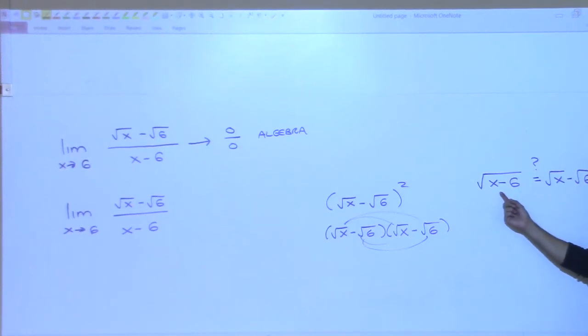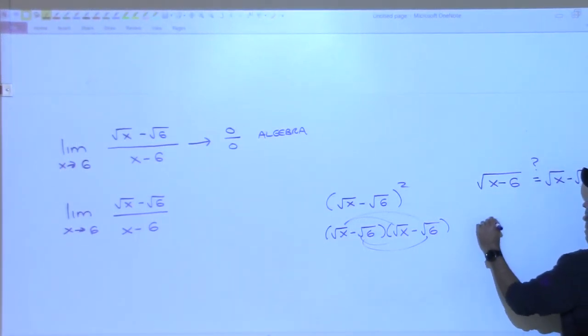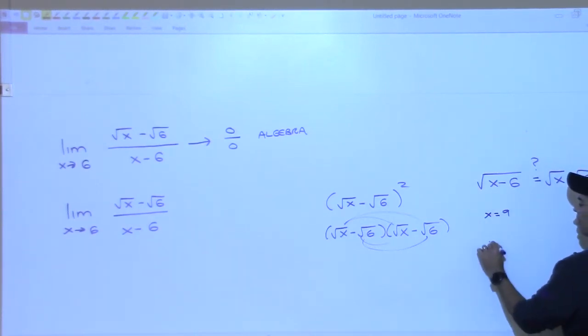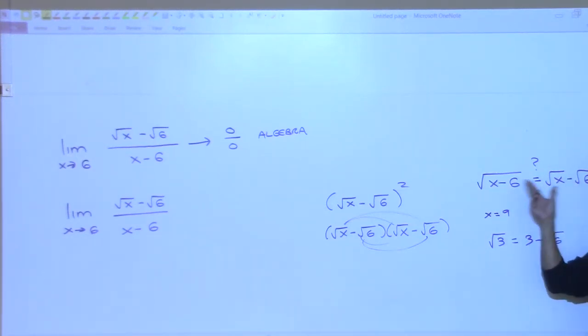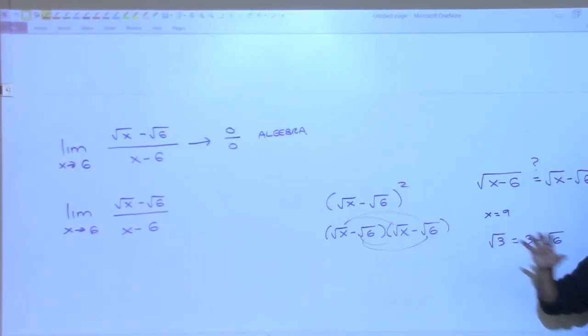Okay, let's plug in 9 here. What would you get if you plug 9 in right here? Root 3. So if I let x be 9, then right there I get root 3 equals, now if I do 9 here, what would I get? 3 minus root 6. Are those the same thing? Pretty sure these aren't the same, right? Anytime you have a question whether or not something's equal, the best thing to do is plug a number in and see if it's still equal. If it is equal, test about 10 more, because you might have got lucky that first time, all right?